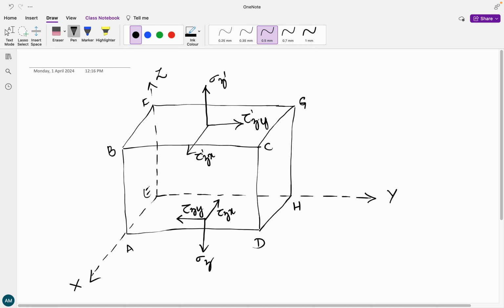Now here you can understand why I have written tau zx dash or tau zy dash. This is because of the increment value that has been added. Here it is just the normal value. Here we are not adding any increment. The increment is because of the height.